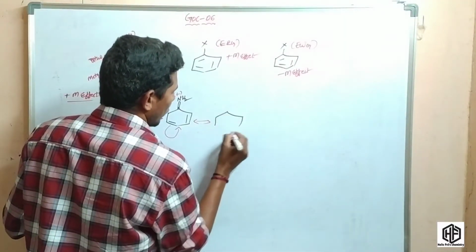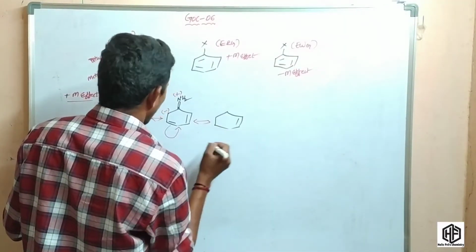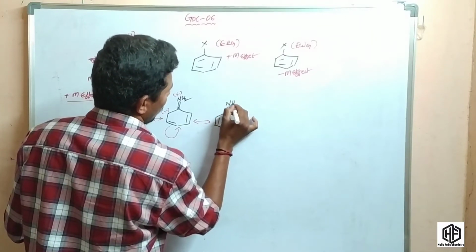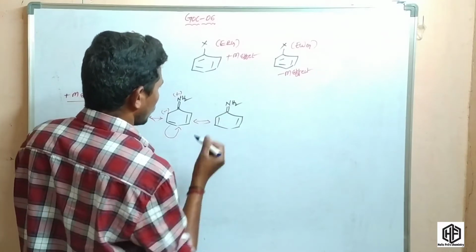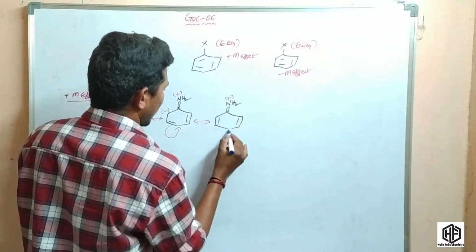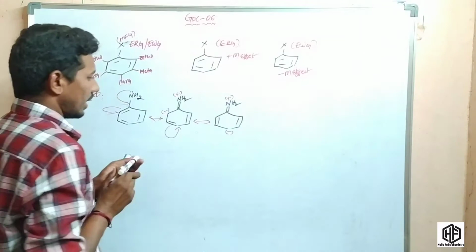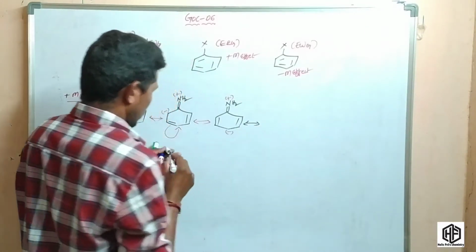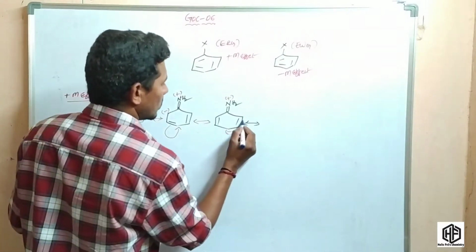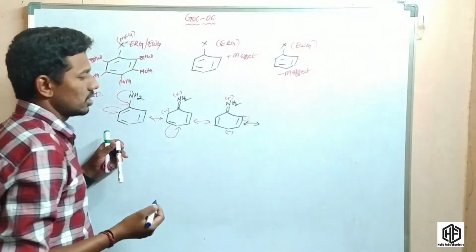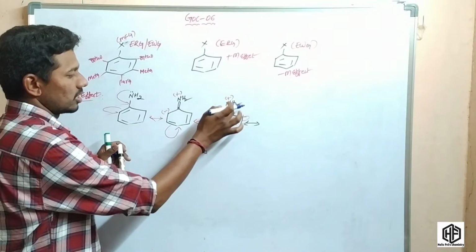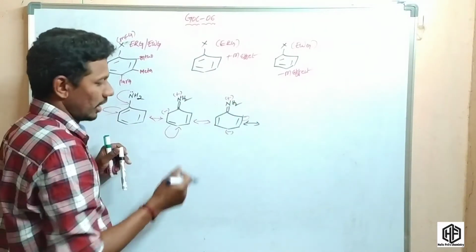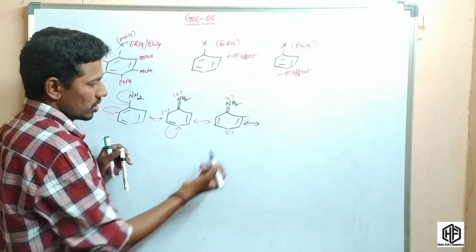This is my resonating structure, double bond, NH2. It's having a positive charge, it's having a negative charge. Another one is, this bond shifts towards this side. This ortho position is getting, this is also ortho carbon, this is the functional group, the adjacent carbon is ortho carbon. This carbon is also getting a negative charge, and the adjacent carbon is having a positive charge.